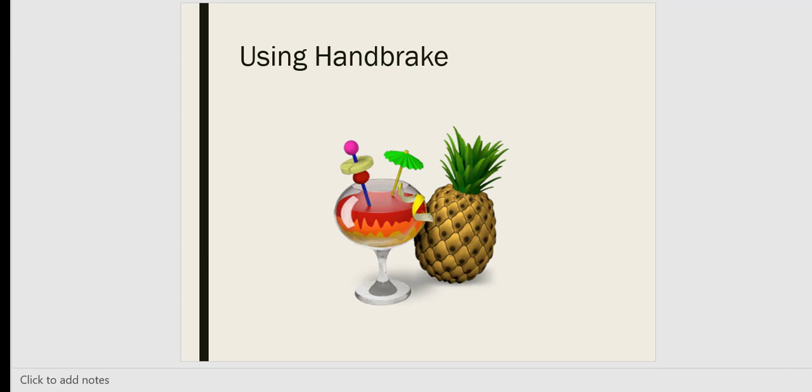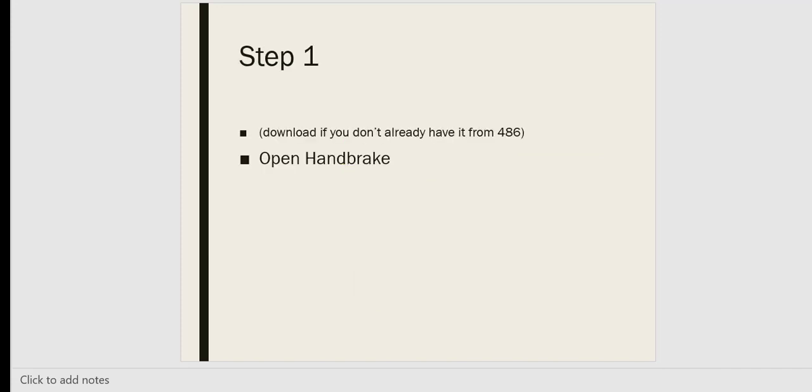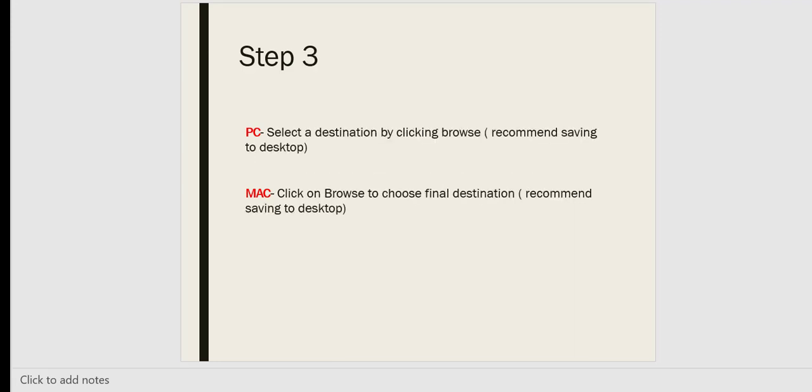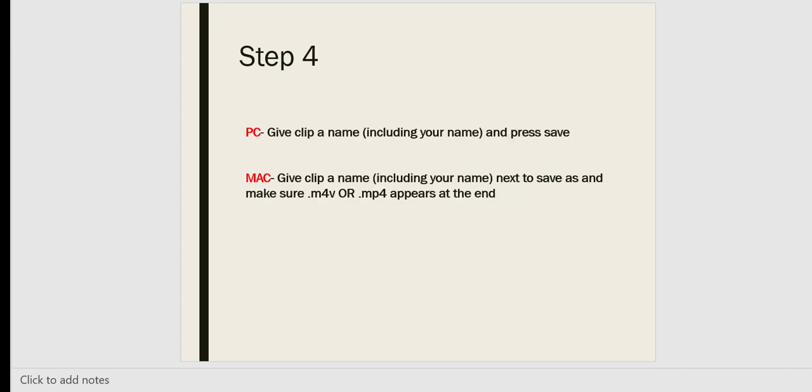You'll compress your video using Handbrake. You can open Handbrake. You can find more details on the UWM EDTPA website. If you're using a PC, you go to Source. If you're using a Mac, you click on Source and find the video. Step 3, for a PC, select a destination by clicking Browse. On a Mac, you click Browse to choose the final destination. Give the clip a name, including your name, and press Save.